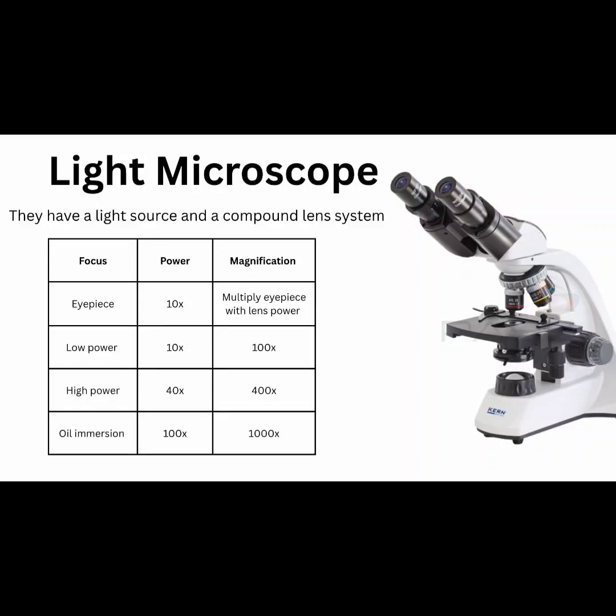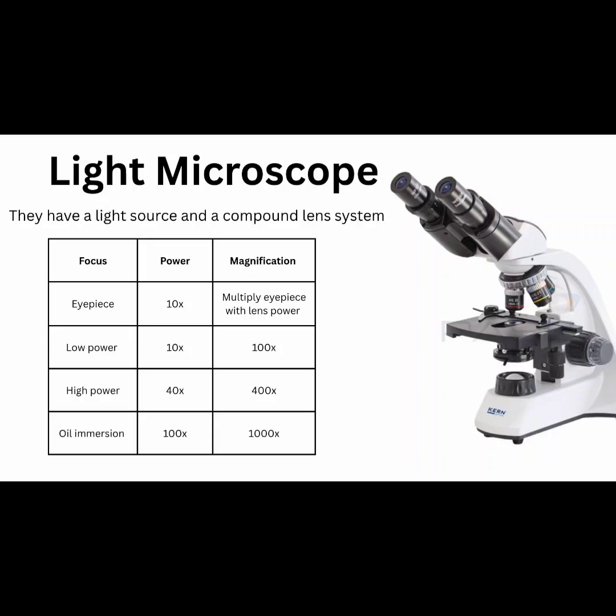First of all, we are looking at the light microscope. The light microscope is also known as the optical microscope. This is a very basic type, and it has a compound lens system, which means there is an eyepiece with a power of 10x, and then a low power piece with a yellow line, which has the power of 10x, a high power with a blue line with the power of 40x, and finally oil immersion with the power of 100x.